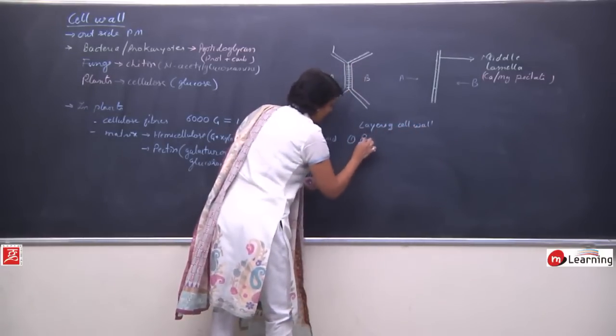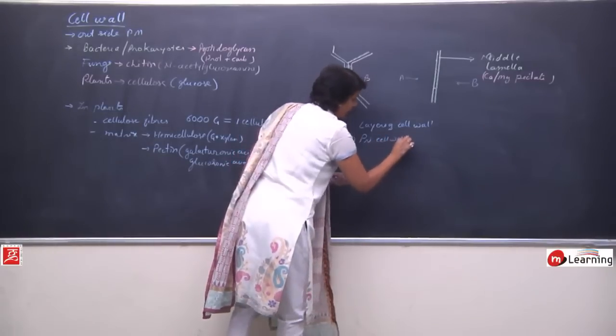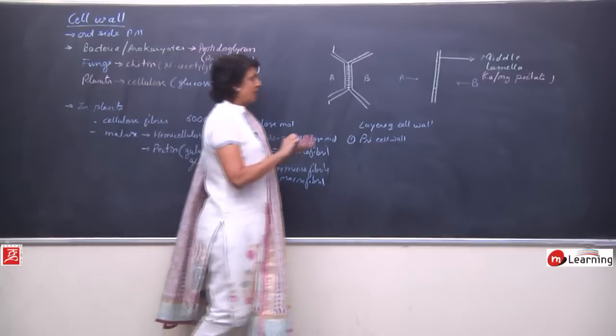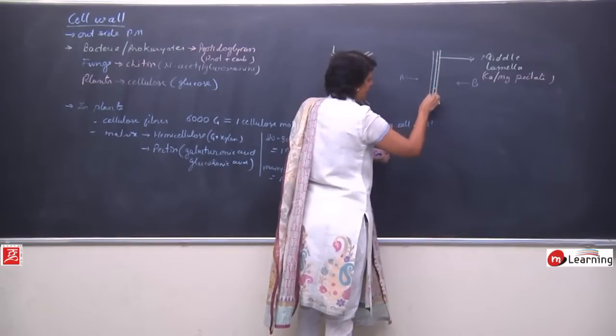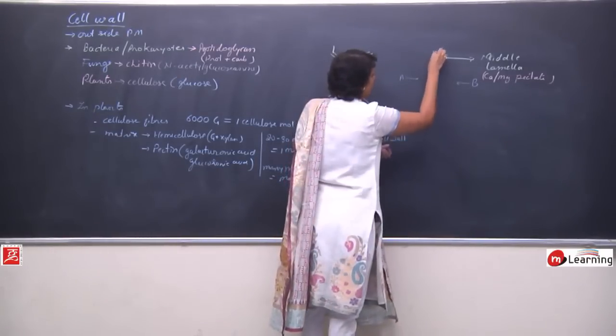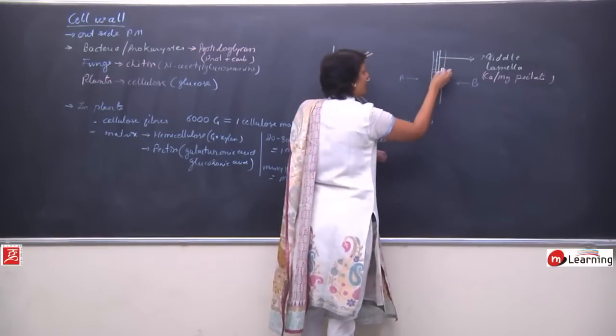First is primary cell wall. First to be laid or first to be secreted is primary cell wall. So, on both the sides, cell A would secrete its primary layer and cell B would secrete its primary layer.